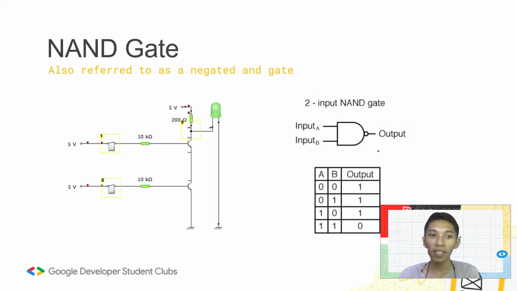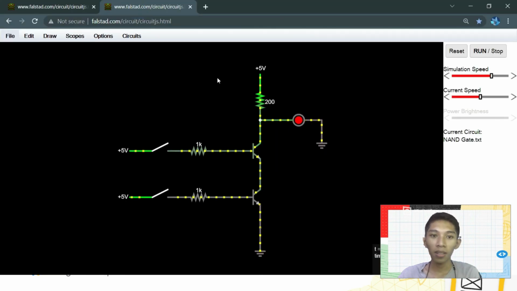So NAND gate. NAND gate is referred to as negated AND gate. So it is also the opposite of AND gate. So you can see in its truth table here. So if same sila og input sa AND gate, opposite sila og output. So this is the schematic diagram of NAND gate. So you can see our power source is 5 volts, the current passes through the LED to the ground.